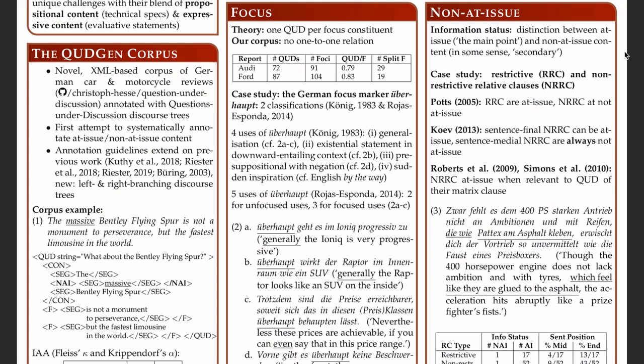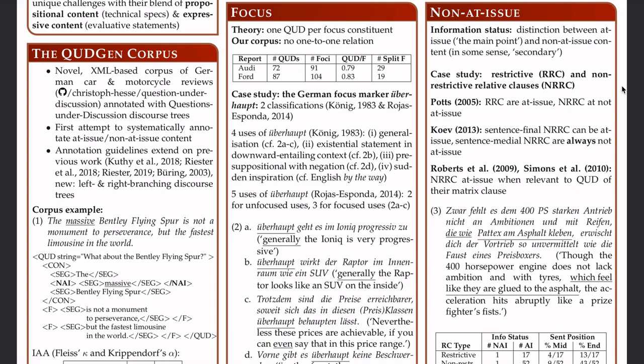The one we want to focus on in this poster are relative clauses because of the established distinction between restrictive and non-restrictive relative clauses. So a very common approach to this is to assume that the kind of topic restriction that happens in restrictive relative clauses, compare for instance Potts 2005, also means that restrictive relative clauses are potentially at issue, whereas non-restrictives are not at issue.